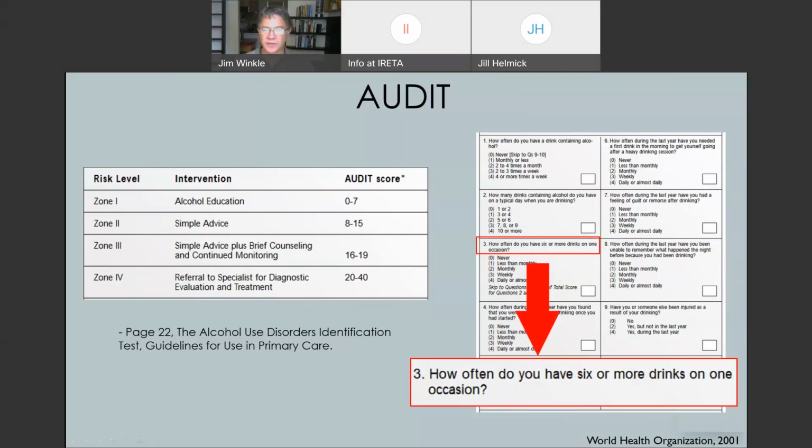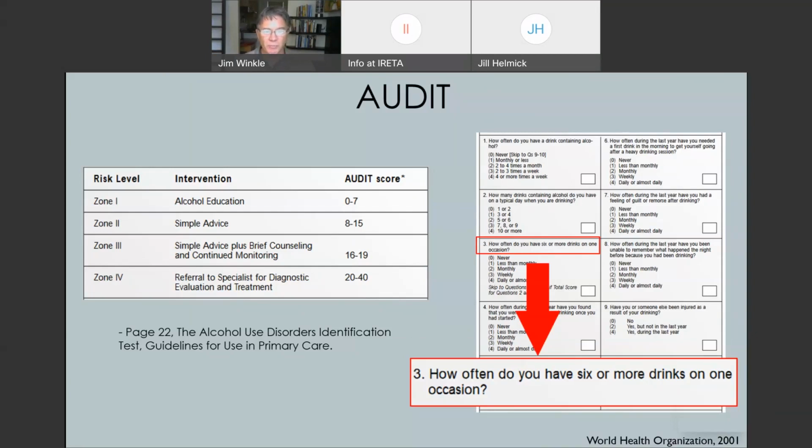If you go to this guide, what I cite here, the guidelines for use in primary care, they have an example of an AUDIT screening tool. And question number 3 asks, how often do you have 6 or more drinks on one occasion? What most clinics did when they were told, okay, you have to screen for alcohol use, or you have to do SBIRT, they probably Googled the AUDIT, and they got that guide. Okay, here's a copy of the tool. They photocopied it and they used it.